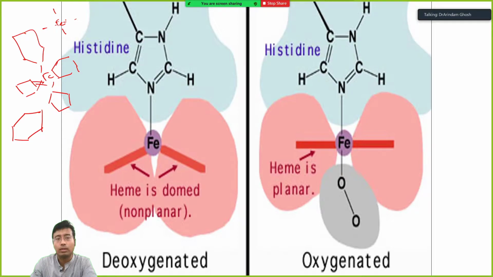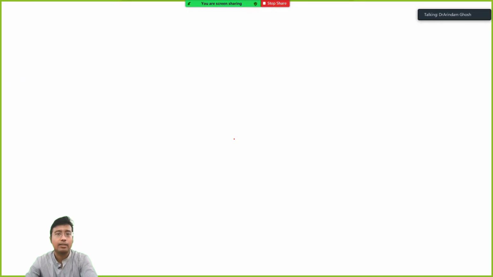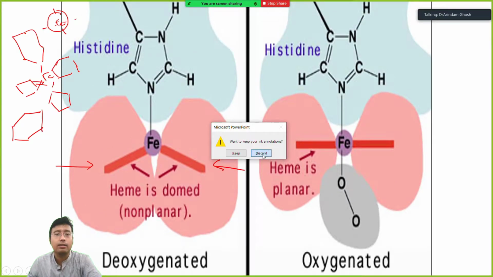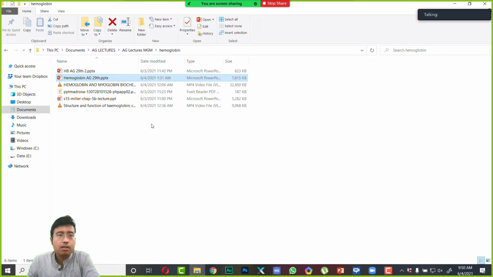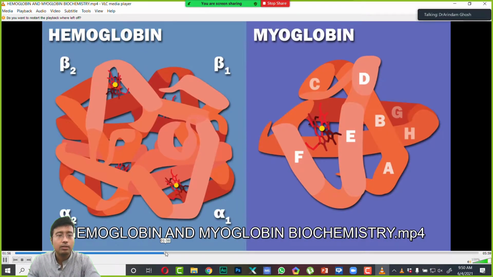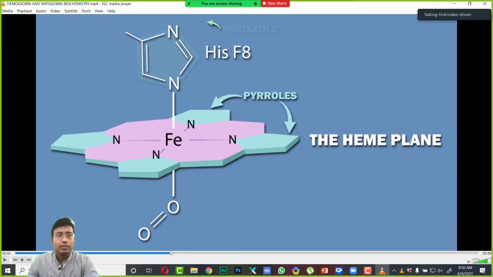What is interesting to note is that the plane of iron and the plane of porphyrin are not at the same level. Okay, let me show you diagrammatically what happens. I'll take a video and I'll try to show you. You just need to follow. And first, okay, this I told you. These are the pyrrole ring planes. There is iron, there is histidine and there is oxygen.